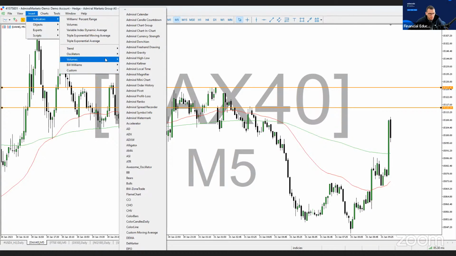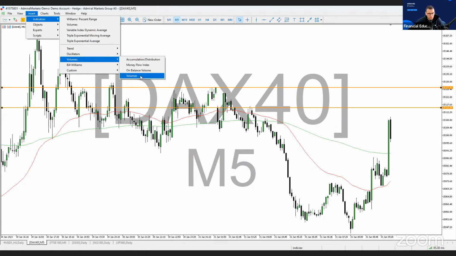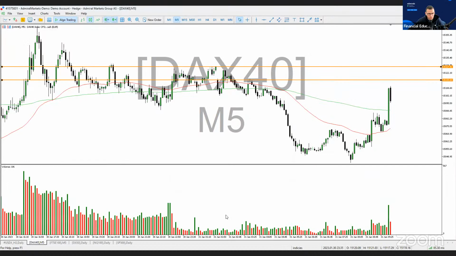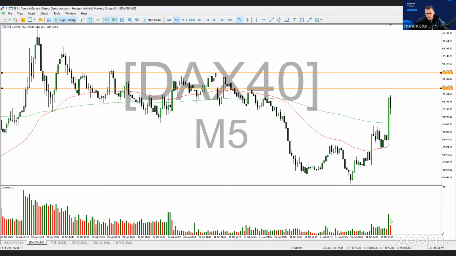Is it on the custom? No, it's on the volume indicators. You press volume, you just play with your colors, with the lines if you want, and here is what you have. All right, so each bar represents the candlestick on the time frame you are referring to.